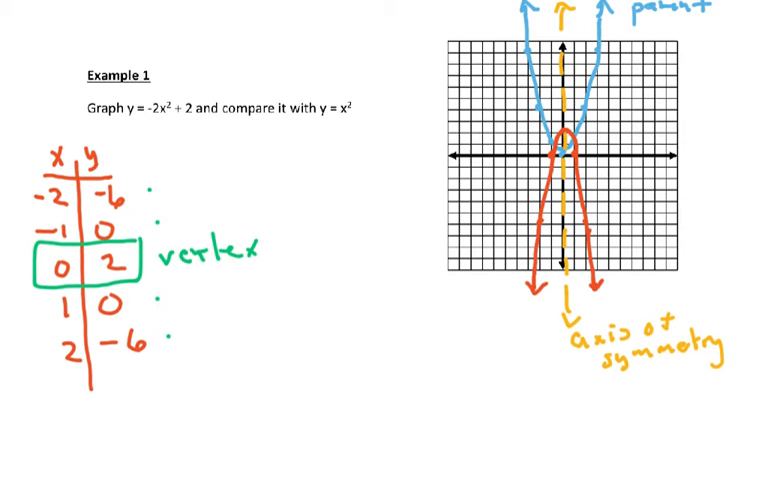Axis of symmetry is the line that's vertical, which is x equals 0. The vertex point for our red graph, I'll put it in red so you'll know, is the point (0, 2), whereas the blue one had a vertex at (0, 0).